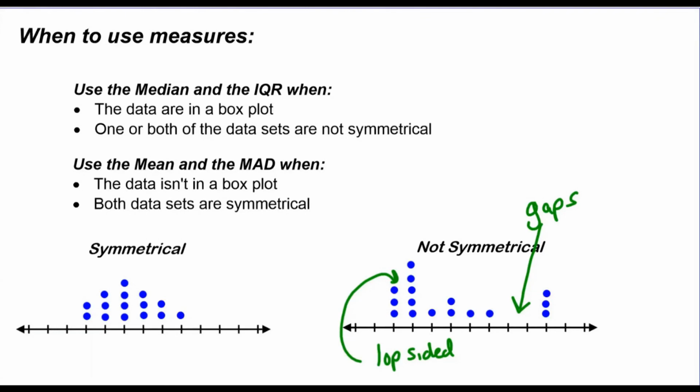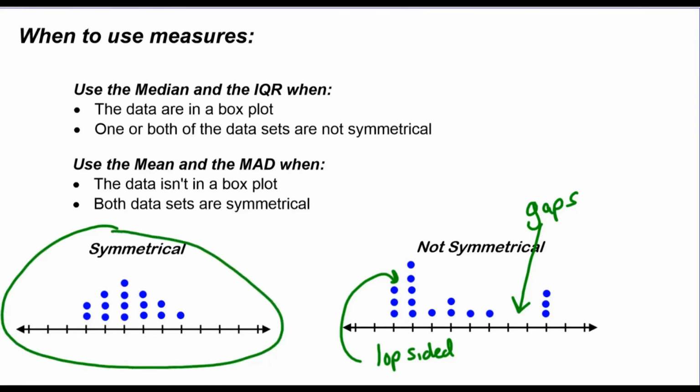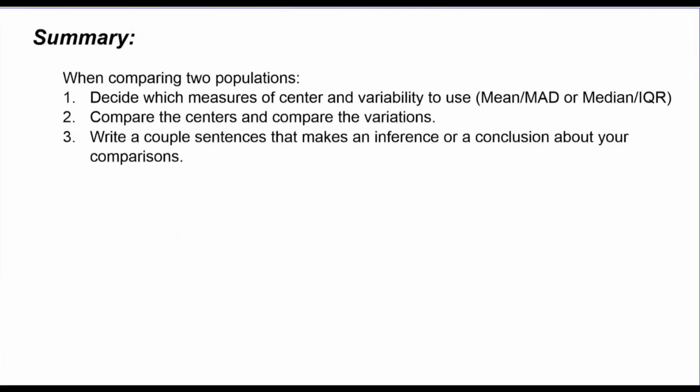You can use the mean and the MAD when the data isn't in a box plot. So if you have dot plots or just raw data, and both of the data sets are symmetrical. So we want to look for symmetrical data sets if we want to use the mean and the MAD. So when comparing two populations, first thing we need to do is decide which measures of center and variability to use. Should we use the mean and the MAD, or the median and the IQR? And I just talked about that on the last slide of when to choose which one.